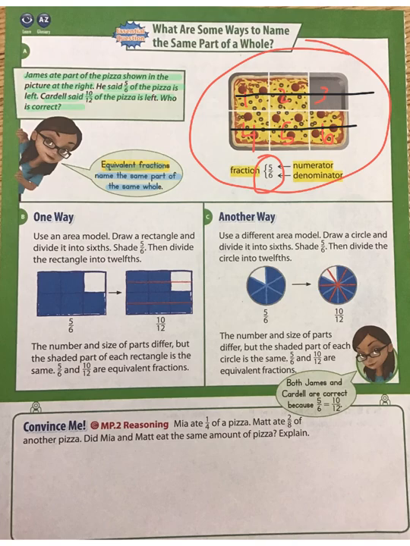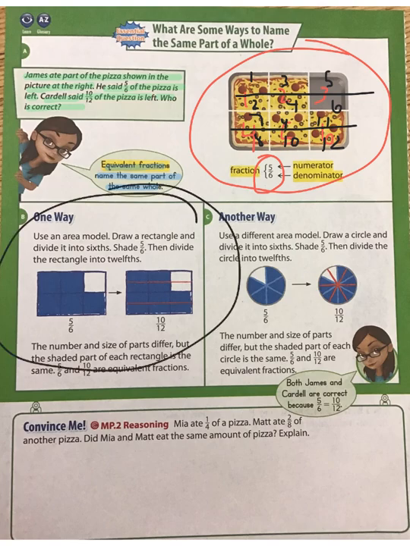Now if I counted the parts, there would be 1, 2, 3, 4, 5, 6, 7, 8, 9, 10, 11, 12 equal parts. And out of the 12 equal parts, 10 of them are left. Therefore, 5/6 and 10/12 are the exact same fraction. That is what is shown over here.